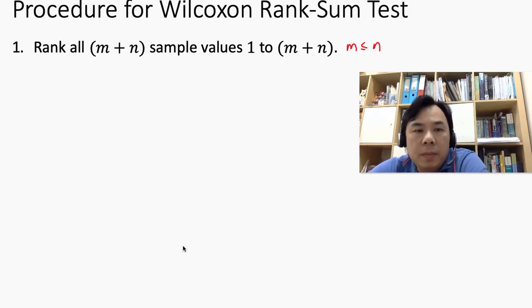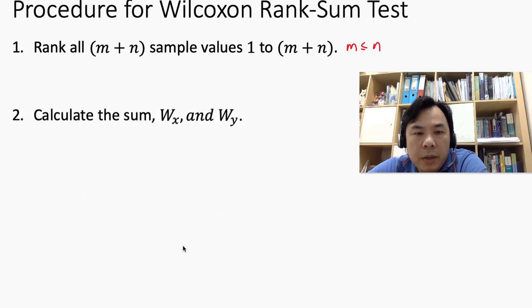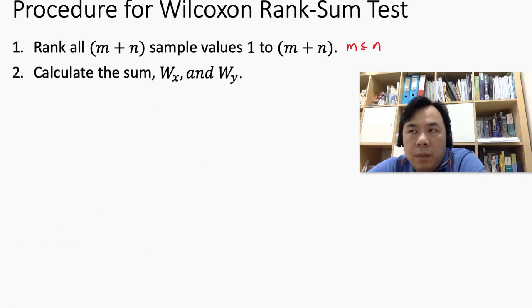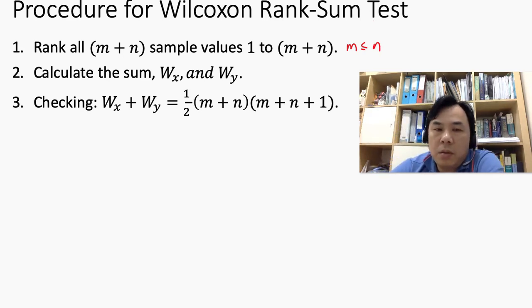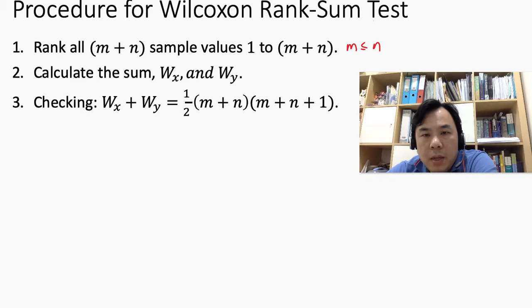Once you have ranked that, we're going to calculate the sum of the ranks relevant to sample m, and then the sum of the ranks relevant to sample n. Thereafter, of course, don't forget to check whether the ranking has been done correctly. The formula is still the same, still following the arithmetic series formula, given by half m plus n, times m plus n plus 1.